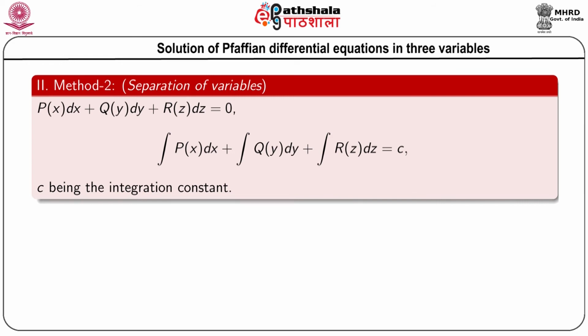Now, we shall discuss method 2, which is separation of variables. This is a special case when P, Q and R are functions of x, y and z respectively. If the equation is given in this form, it is easy to find the integral. After integrating the equation, we can get the integral in this form, where c is the integrating constant.